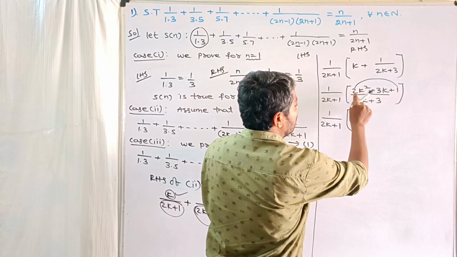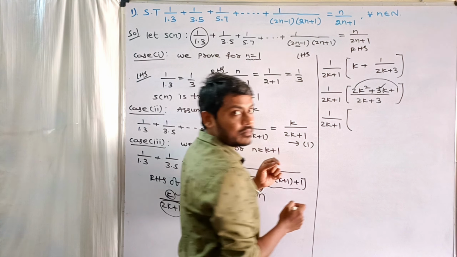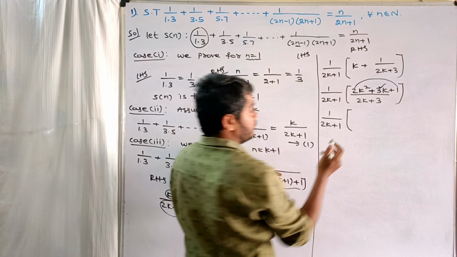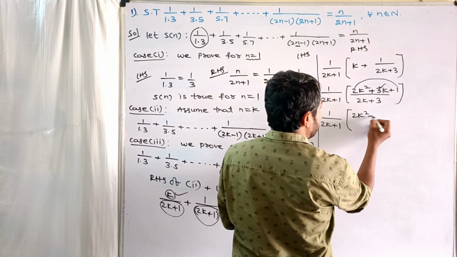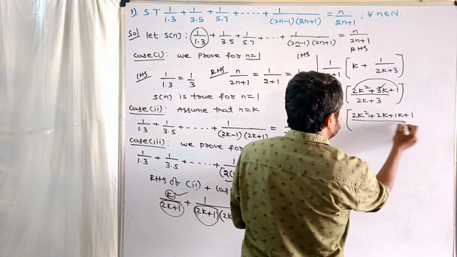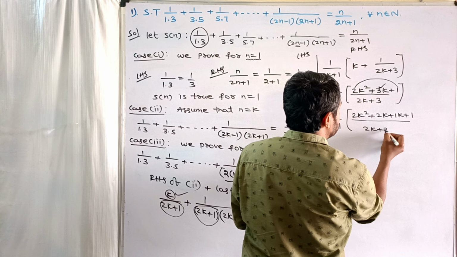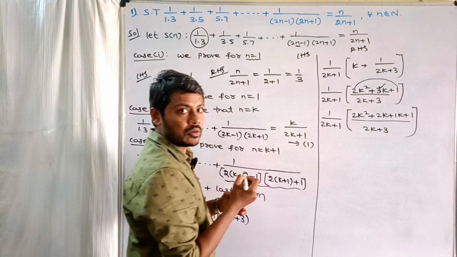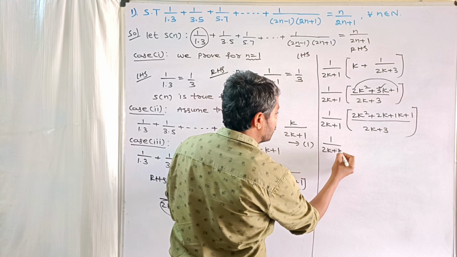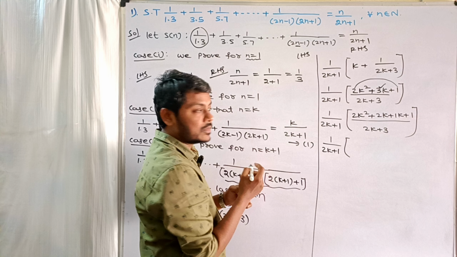Clearly 2 into 1, 2, and 2 plus 1 is 3. So you can write 3k as 2k plus 1k. So 2k square plus 2k plus 1k plus 1, which is divided by what? 2k plus 3. Okay, so this is again 1 by (2k plus 1) into.